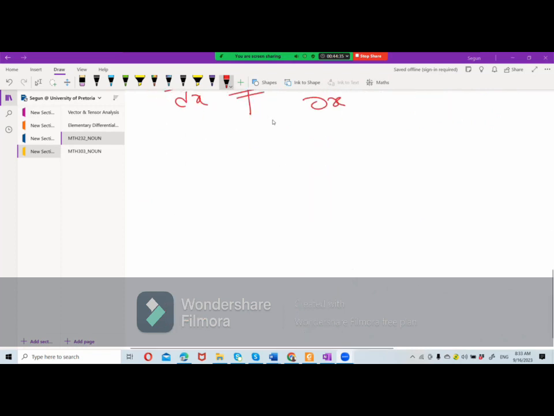Okay, now let's go to the order, so that you won't confuse yourself. Let's define order. What do we mean by order? And what do we mean by degree? Define order for an ordinary differential equation. When you see ODE, it simply means ordinary differential equation.